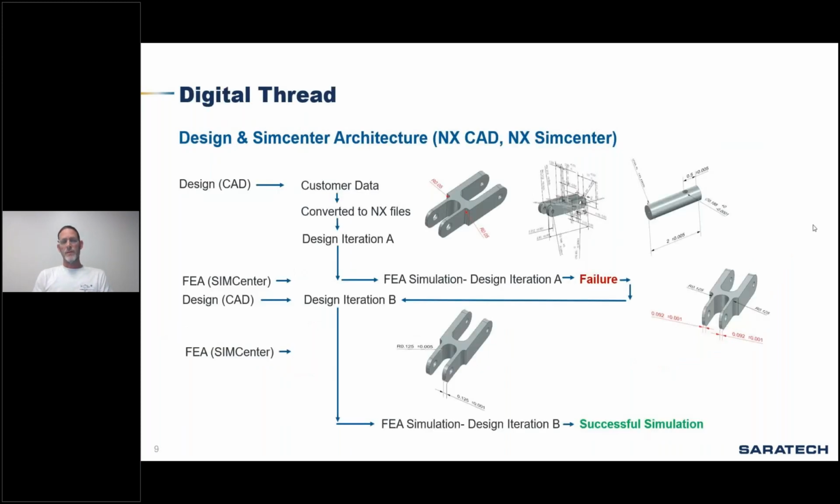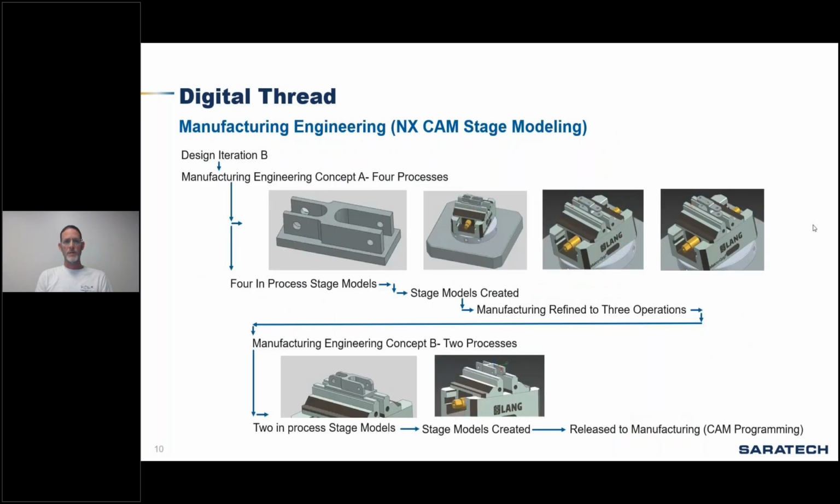So what does that look like from a high level perspective? This is the physical processing of this digital thread. We first took the customer data, we converted it into NX files because it did come to us in an outside format. Then we went through our design iterations, our FEA analysis. We initially got a failure. Iteration B succeeded, passed our FEA analysis requirements.